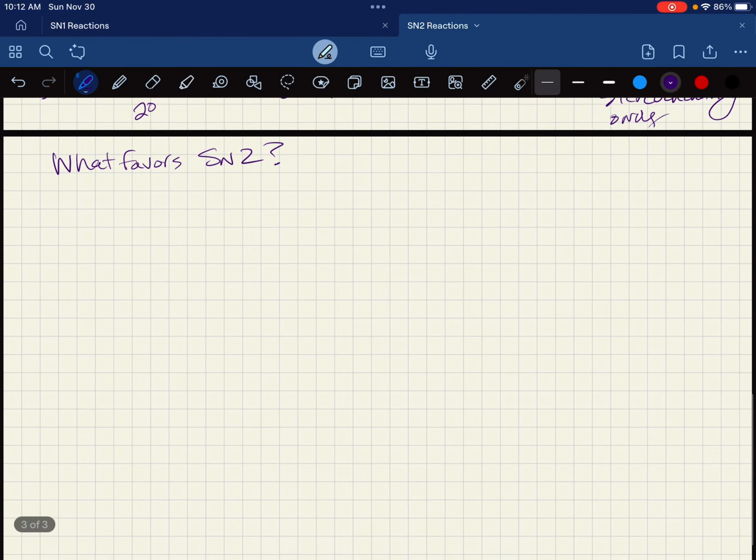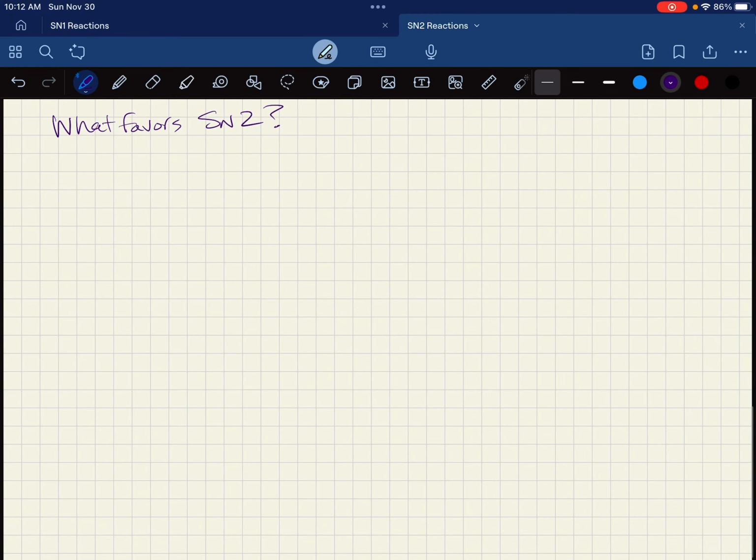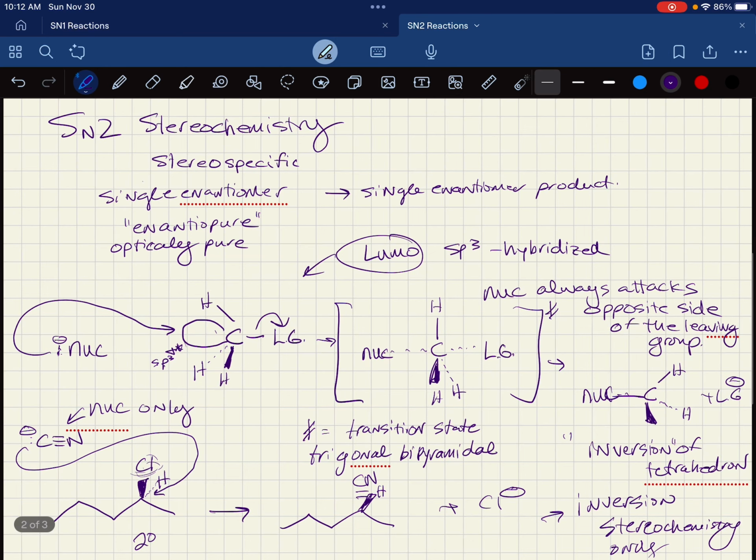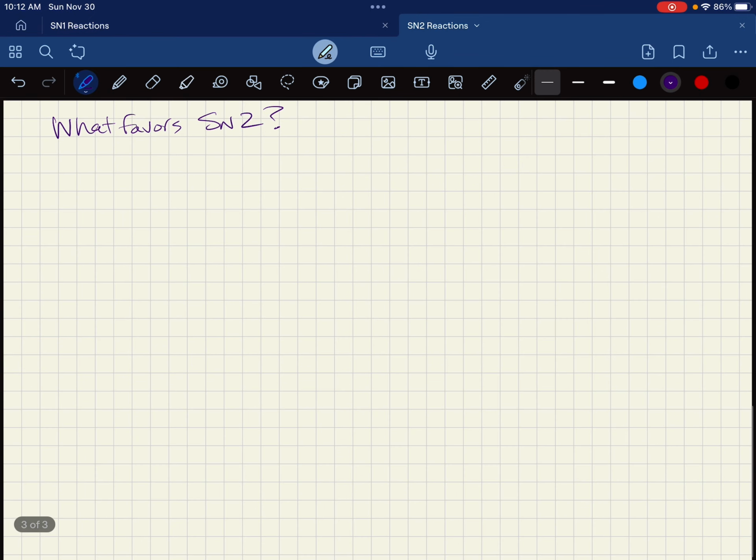So in this video, we're going to look at what favors the SN2 reaction. Let's take a minute to look back at the mechanism that we drew when we were discussing stereochemistry. One thing we noticed is that the nucleophile attacks the LUMO, which is an sp3 hybridized sigma star orbital. So that means to do SN2, we must have an sp3 hybridized atom. So that's one thing we have to have.